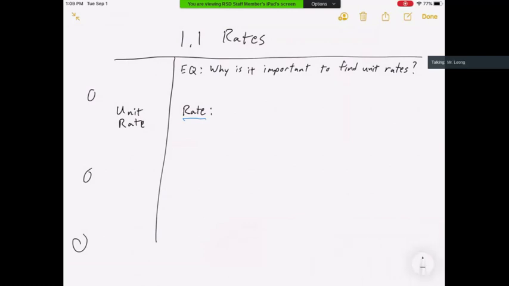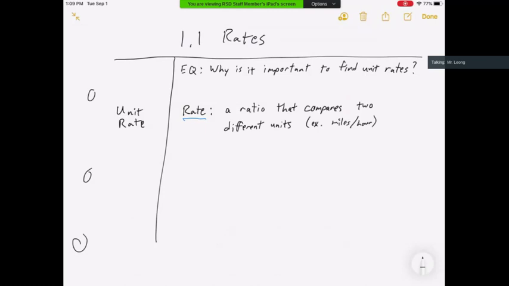Okay, so the first thing is a rate. What is rate? Okay, rate is a ratio. So ratio is like a fraction that compares two different units. For example, miles per hour. Okay, those are two different units.